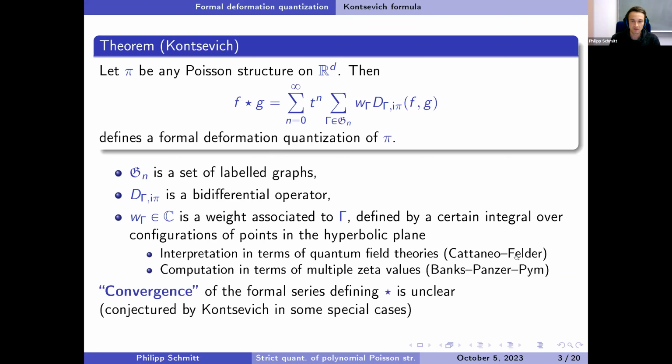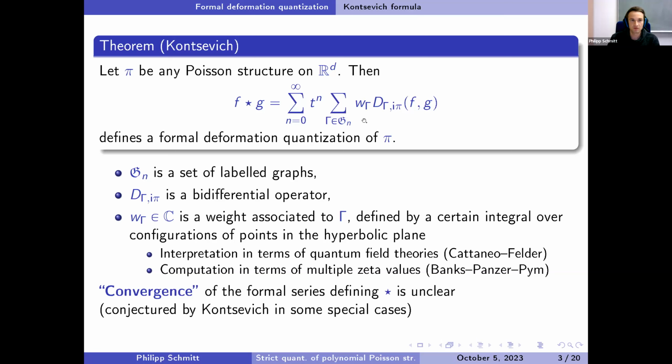And at least in most cases that go beyond the constant or linear case, the convergence is unclear. It was conjectured by Kontsevich in some special cases, but in general, it's not really known. And therefore, what I would like to present to you in this first part is an alternative approach, a so-called combinatorial star product that can still quantize any polynomial Poisson structure on R^d, but where we don't need any weights.